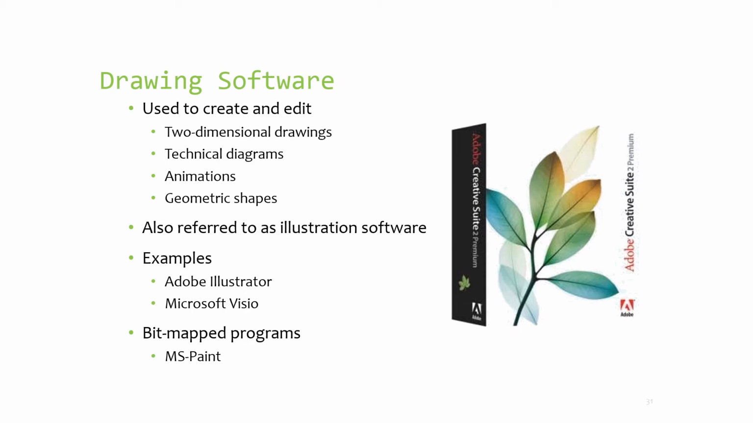Microsoft Visio is a program used to create technical drawings, maps, basic block diagrams, networking and engineering flowcharts, and project schedules. MS Paint and other bitmapped programs allow creation of drawings that can be saved as bitmapped files such as .bmp, .gif, and .jpg.